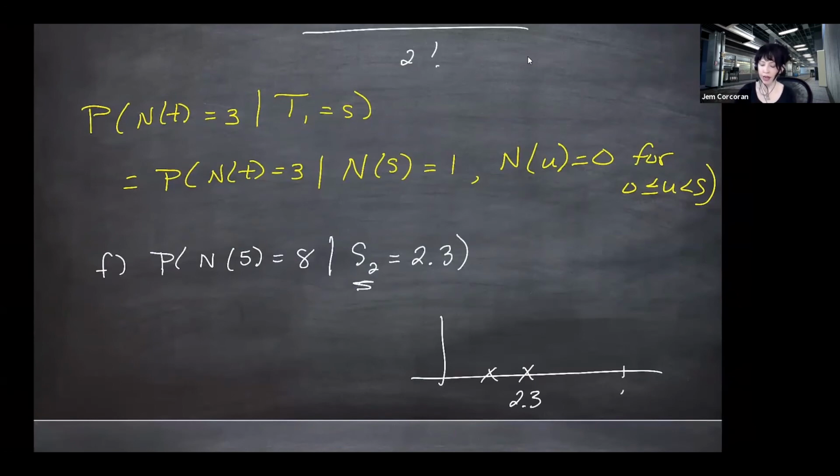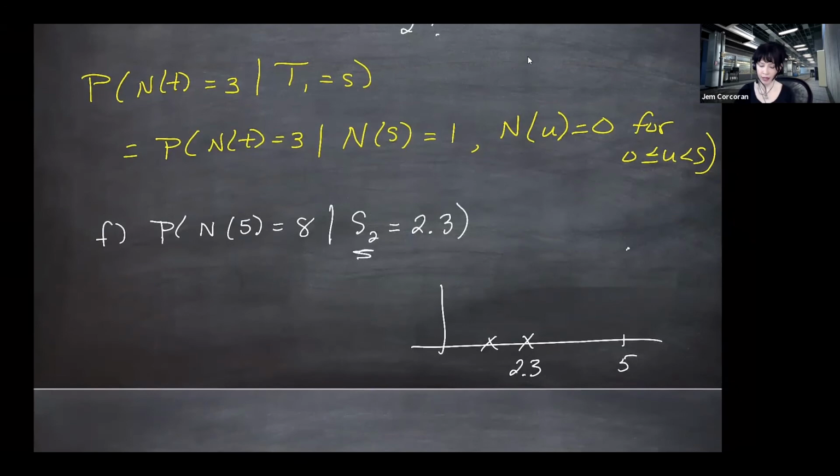So we want to look later at time 5 and figure out the probability of having a total of 8 arrivals. And that just means that we need 6 arrivals in here. So this is the probability that the number of arrivals at time 5 minus the number of arrivals at time 2.3 is 6.